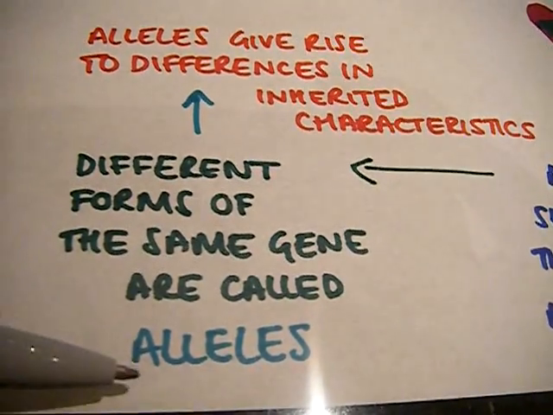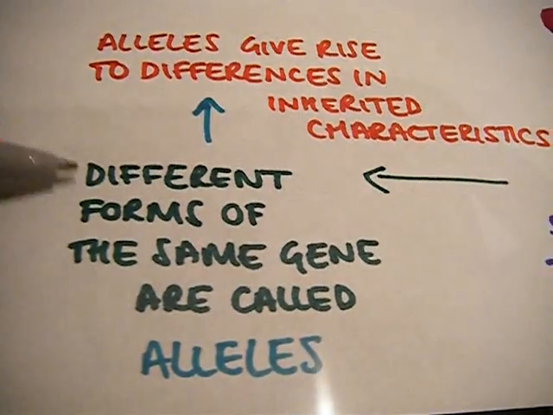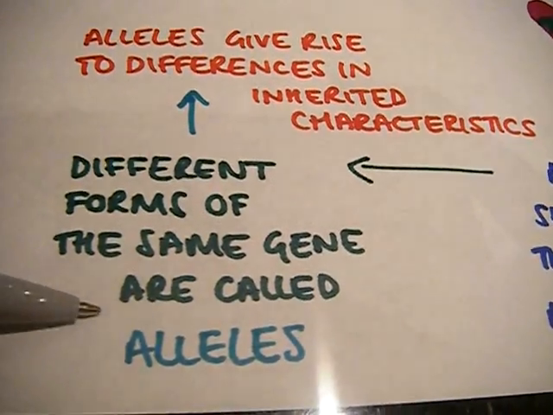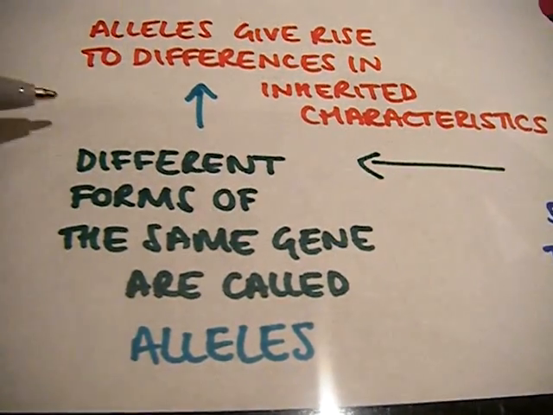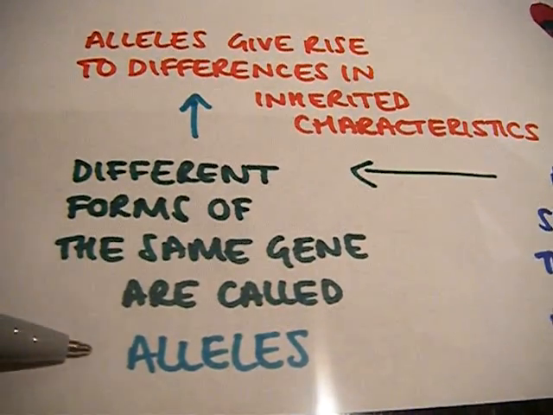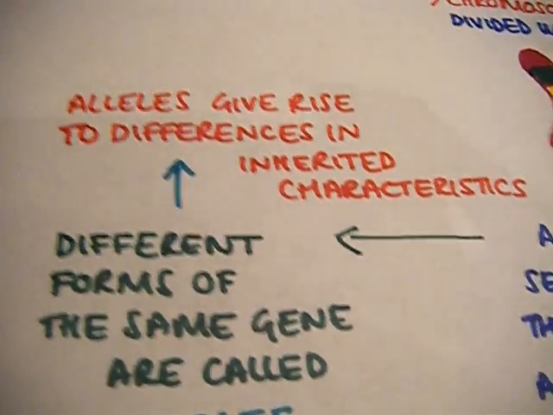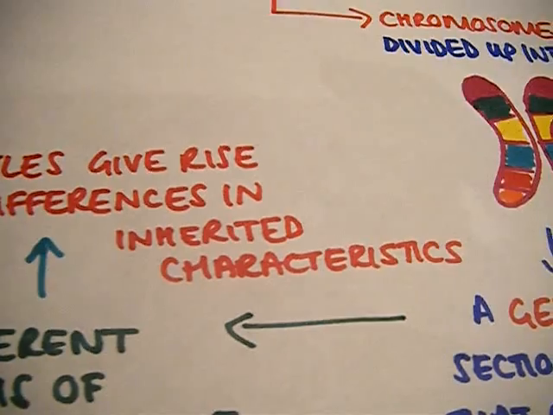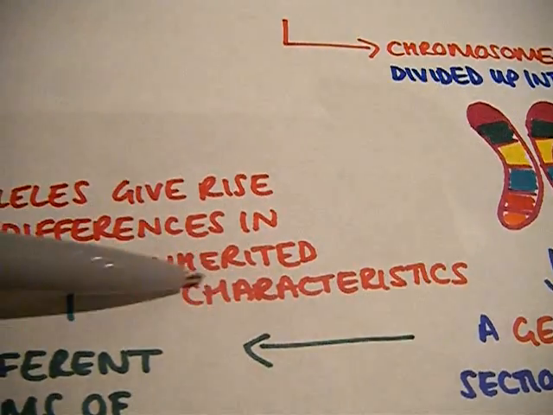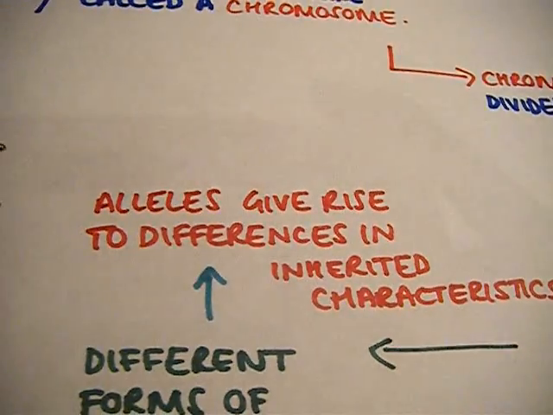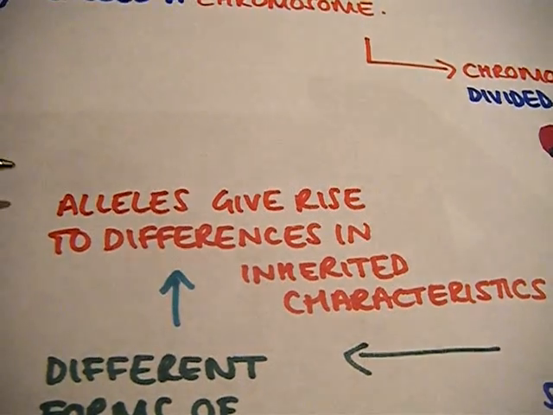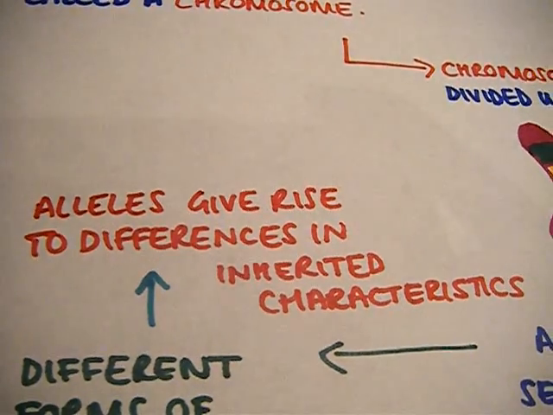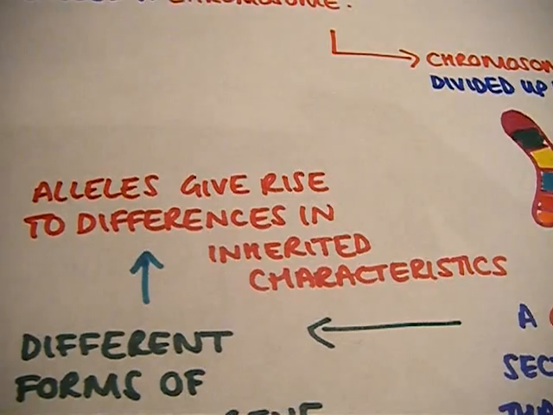The next word you need to know is this one, allele. Different forms of the same gene are called alleles. Alleles give rise to differences in inherited characteristics. So these are the ones that are passed on from your mum and dad. They come about because alleles give rise to the differences between us.